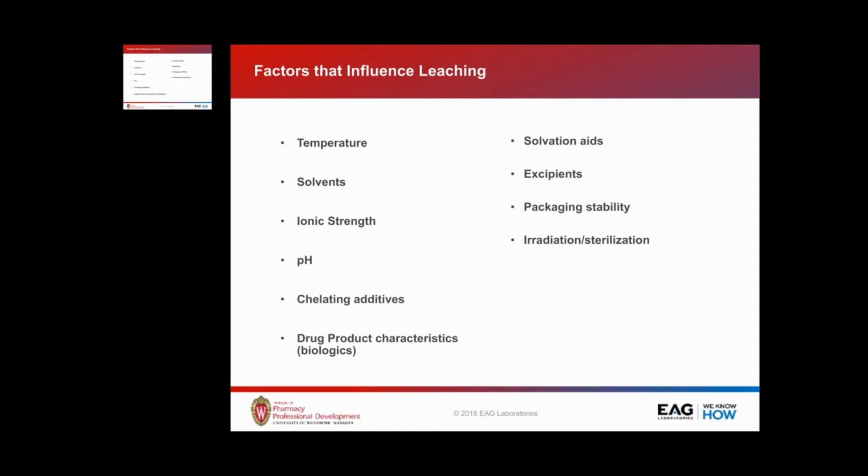Excipients can have an effect. Packaging stability, i.e., is your packaging going to be stable, or as it breaks down, is it going to form new leachables? And irradiation or sterilization. If you sterilize a product, the means by which you sterilize it can have a direct impact on your leachables profile. So it's important to do all of these studies on materials that have already been sterilized because it will impact your leachables profile.